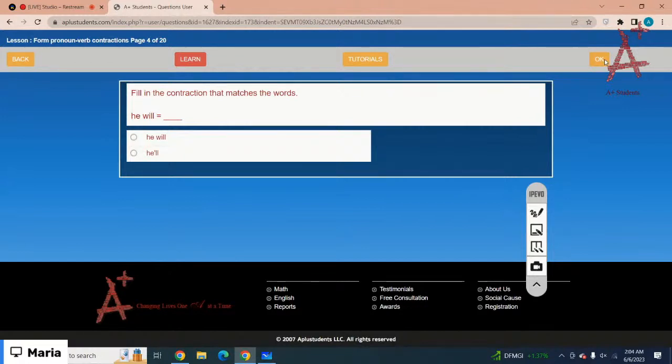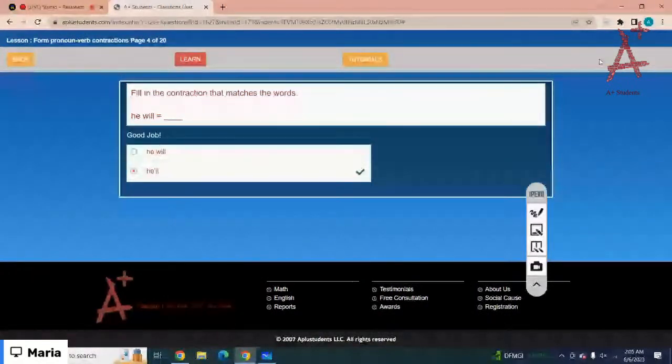Okay, the next one is fill in the contraction that matches the words he will. How do you write he will? You can write it as he'll. Got it? Option number 2 is the correct option. It would be option number 2. W and i will be left out and it would be he'll.